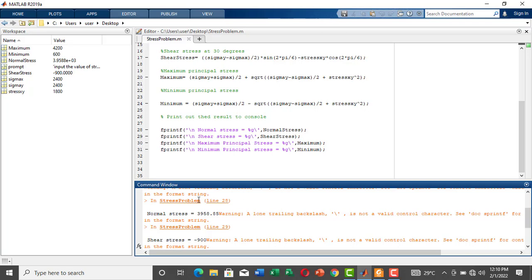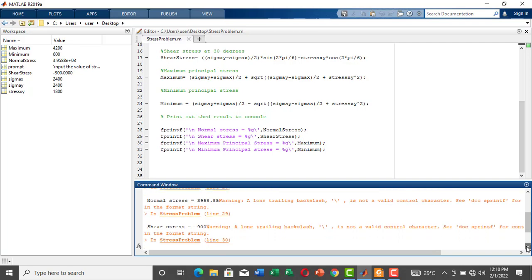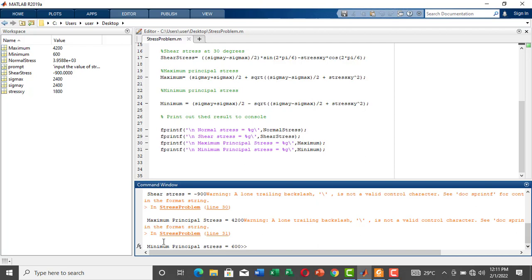Then the second one should be shear stress, right? So your shear stress is minus 900. Okay, so the next one is the maximum principal stress, which is 4200. Then the minimum stress is 600. So that will be the end of this particular question.